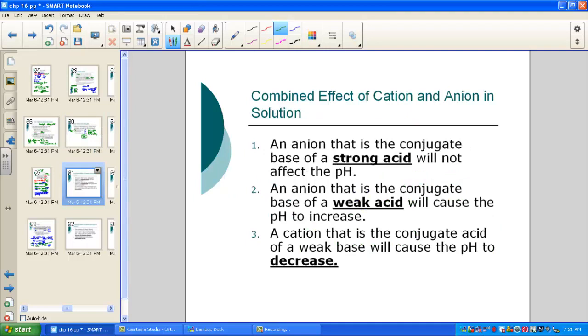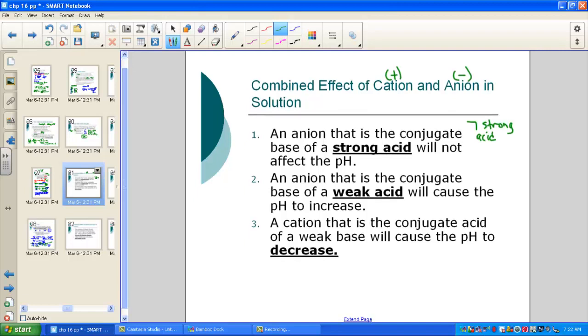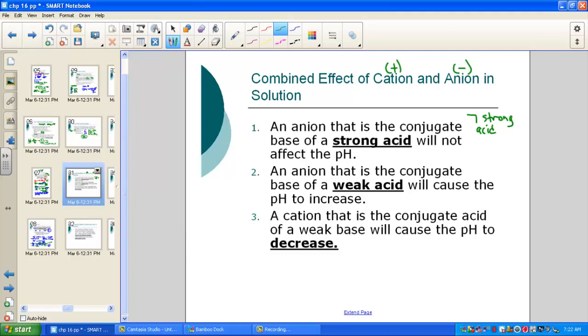The combined effect of a positive cation, remember cations are positive, and the anion, which is negative, in solution. This is kind of a summary slide here. An anion that is the conjugate base of a strong acid does not affect the pH. If you remember the 7 strong acids, any of their last names would not affect the pH. Should we list those just to review? I know that we did just a moment ago, but here are the 7 strong acids.